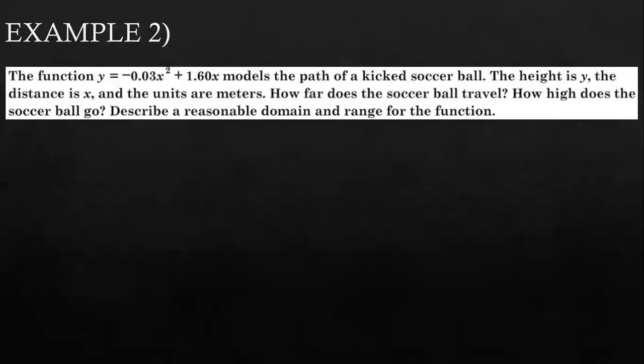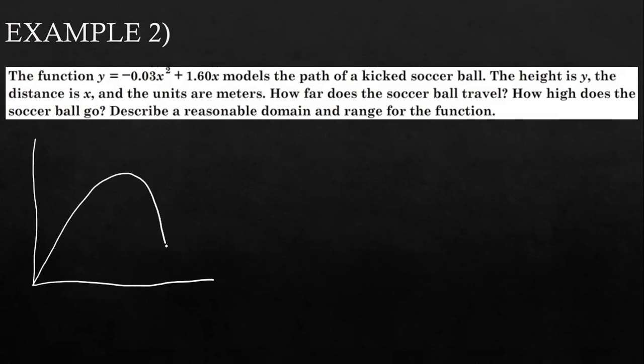So we have y equals negative 3/100 x squared plus 1.6x, which models the path the soccer ball was kicked. Hopefully you saw what I said about this being similar to the other problem. We're only in quadrant 1. You have a soccer ball being kicked, it goes up, and what goes up must come down.